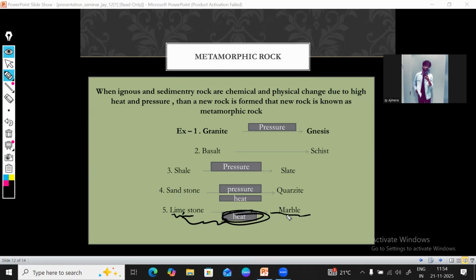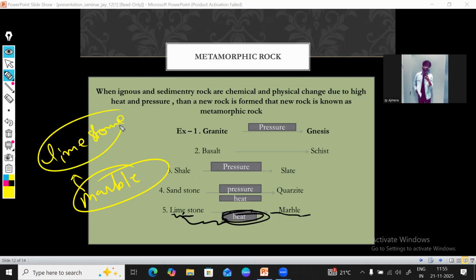Marble is made from, like, a question can appear in the examination like this: marble is made from which previous rock? So that is the limestone. Limestone is the mother rock for marble, which is made after heat works on that limestone too much. Okay, let's move to the next one.